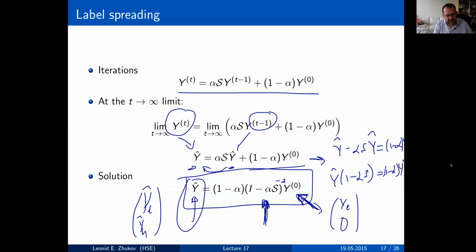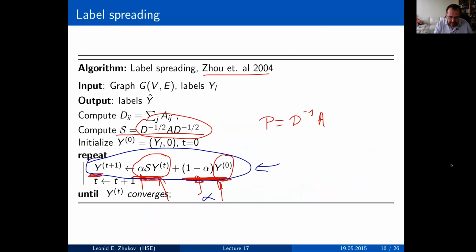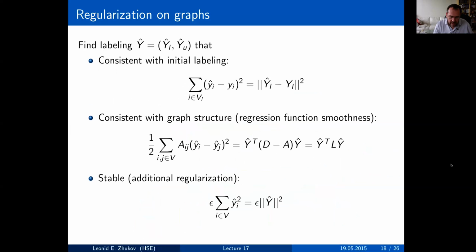So it is an iterative procedure with a slightly different iteration matrix. It's called label spreading, another label propagation algorithm. Now, all these algorithms, the ones we looked at, and there are many more of this type out there, they all try to achieve two goals.